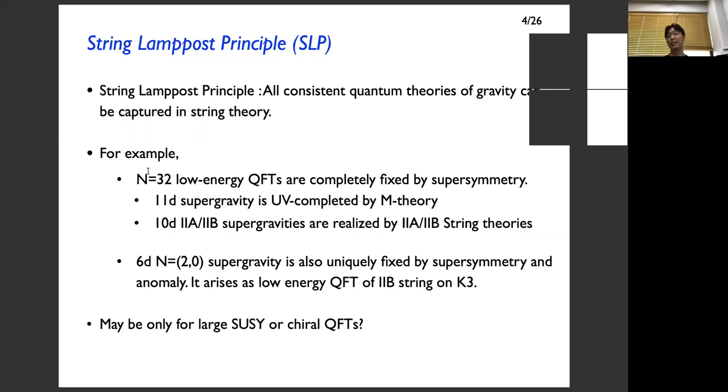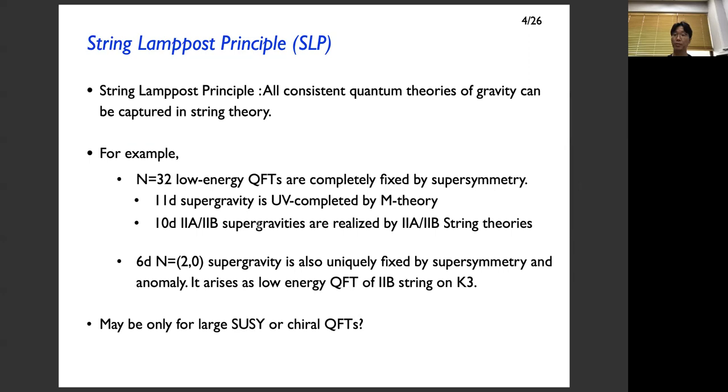And there are no other field theory gravity theories with 32 supersymmetries in 10D and 11 dimensions. And also all other theories in lower dimensions with 32 supersymmetries can be obtained by compactifying these two classes of theories, okay? So in this sense, the string lamppost principle holds for 32 supersymmetric theories, okay? It didn't have to, but surprisingly, all possible theories with 32 supersymmetries are realized in string theory or M theory. So this is quite a non-trivial statement.